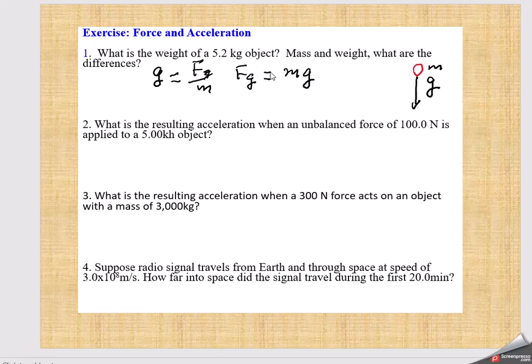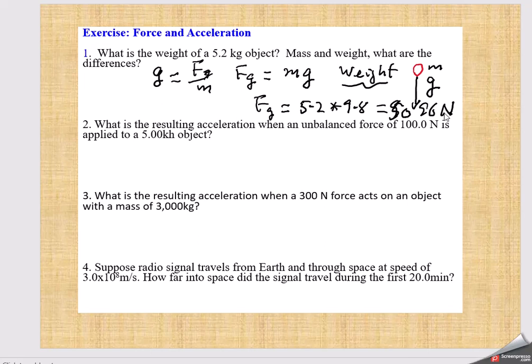So in this case, that is actually the weight, the gravitational force. That's called the weight. Therefore, the weight is actually very easy. It is the gravitational force, which is the weight, and this is mass 5.2 times 9.8, and that will give you 50.96 newtons. So the force is in units of newtons.